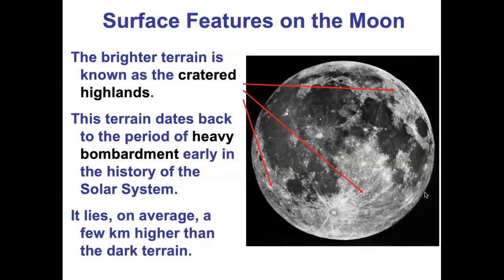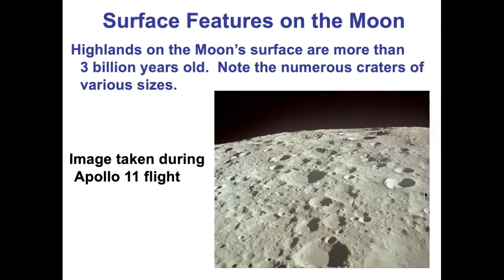You don't find any of these old craters on the Earth. The Earth must have been hit by a lot of things during the period of heavy bombardment, but none of those craters exist anymore, because all the old surfaces on the Earth got destroyed by volcanism, erosion, plate tectonics. Didn't happen on the moon. These areas have been sitting there since the period of heavy bombardment, pummeled by impacts for billions and billions of years.